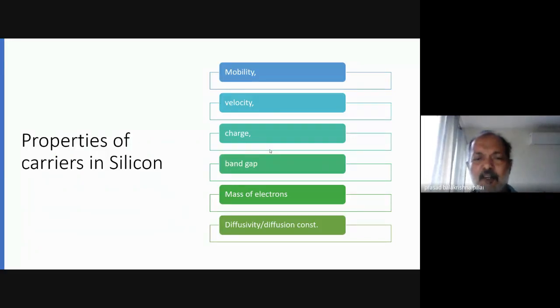So anyway, we have already mentioned that the properties of carriers in silicon are: one is the mobility, then the velocity, then another parameter is the charge. Of course, we have not mentioned the electronic charge, then the band gap, then the mass of electrons, then diffusivity or diffusion constant. These are some of the properties of the carriers, and most of these parameters, for example mobility, diffusivity, etc., will be dependent on what?